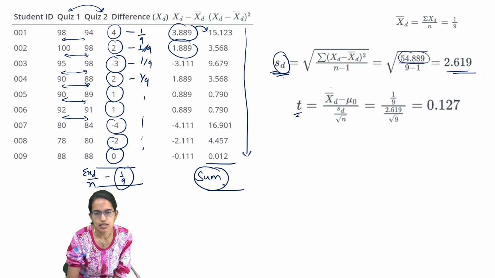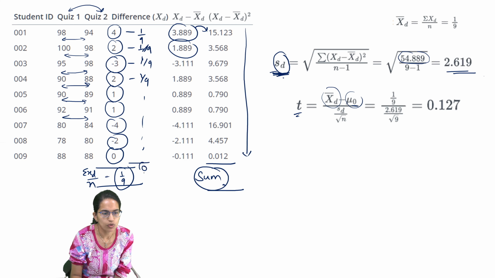Now t is the mean of the difference of the observed data minus the hypothesized mean divided by SD divided by root n. So here this value is how much? The hypothesized mean of the differences is 0. So I don't subtract anything here. Now what I do is I take the summation of the differences. So the summation of the differences, how much was it? It was 1 by 9.